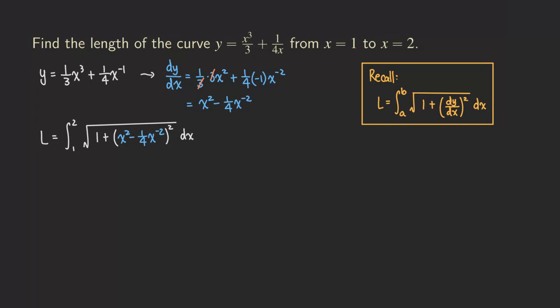So now the next step is to integrate. As you can see, the square root makes it hard to do the integration, and at this point it feels like there is nothing that we can do. But of course, we can do something here, which is to expand this square right here.